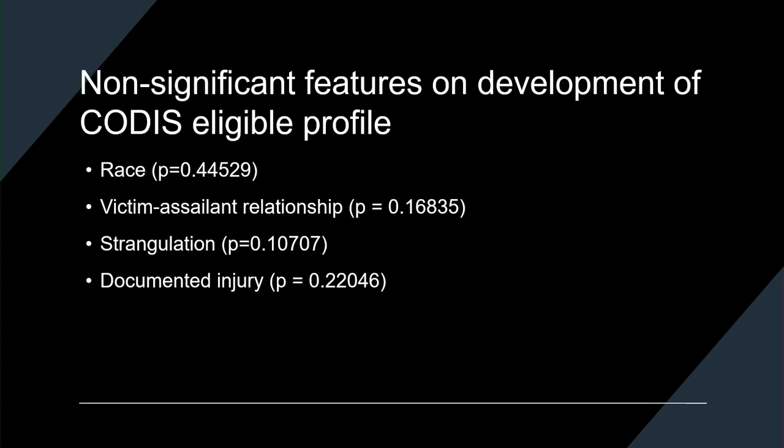Here are non-significant features on development of a CODIS-eligible profile, no huge surprise: race, victim-assailant relationship, strangulation, and documented injury. This is for males. For females, we found that strangulation and documented injury, both non-anogenital and anogenital, are statistically significant features in development of a CODIS-eligible profile.